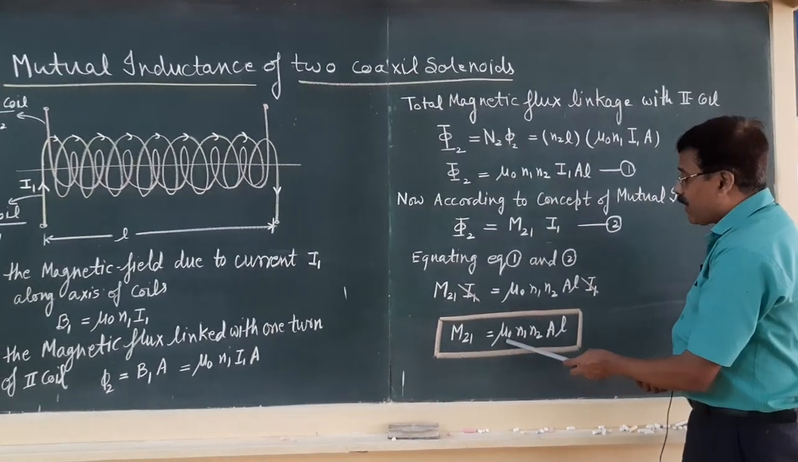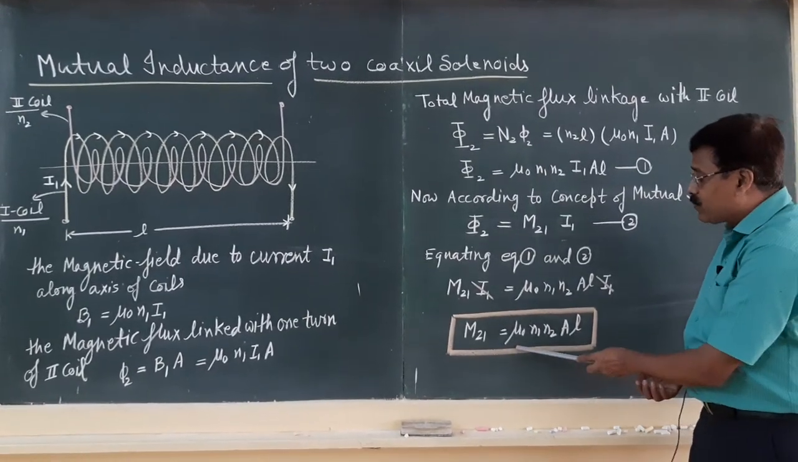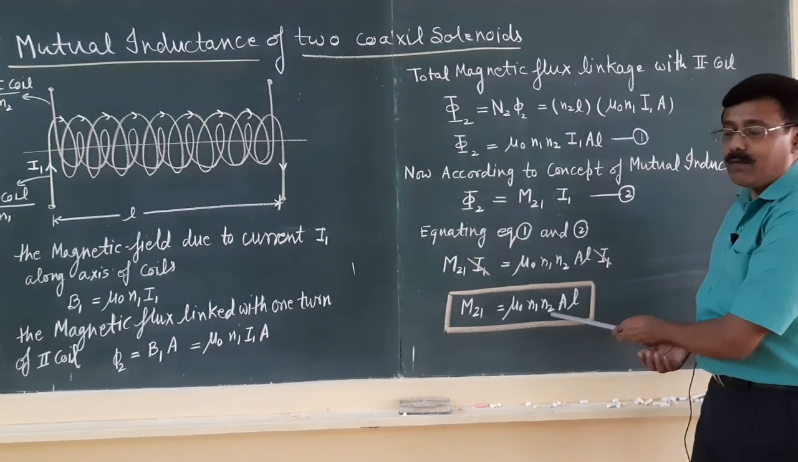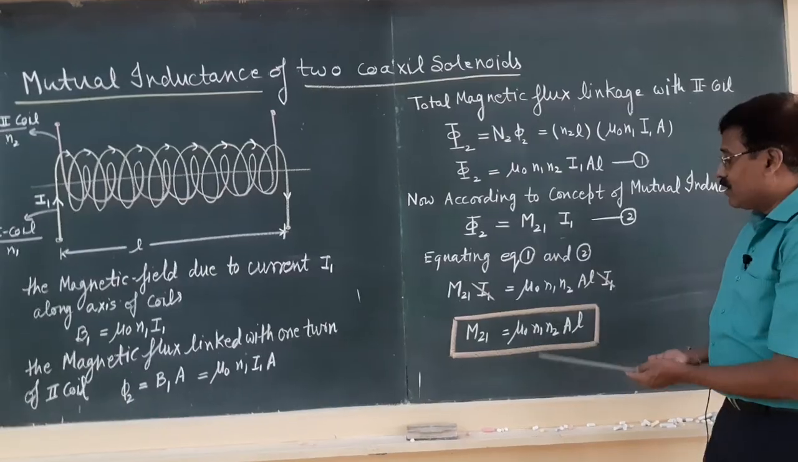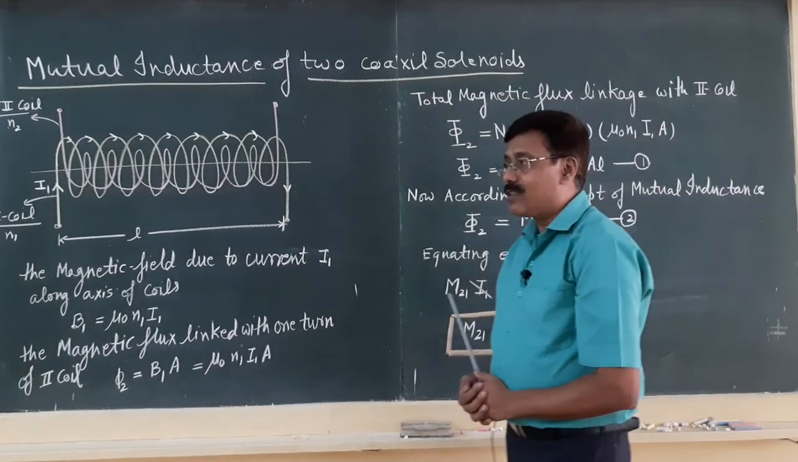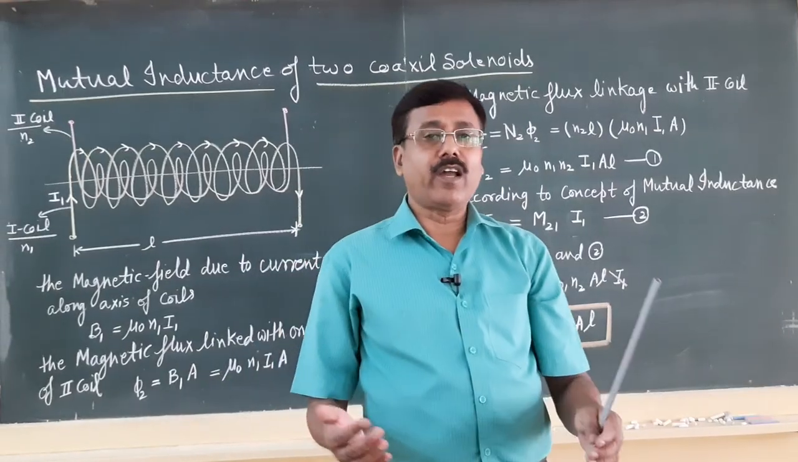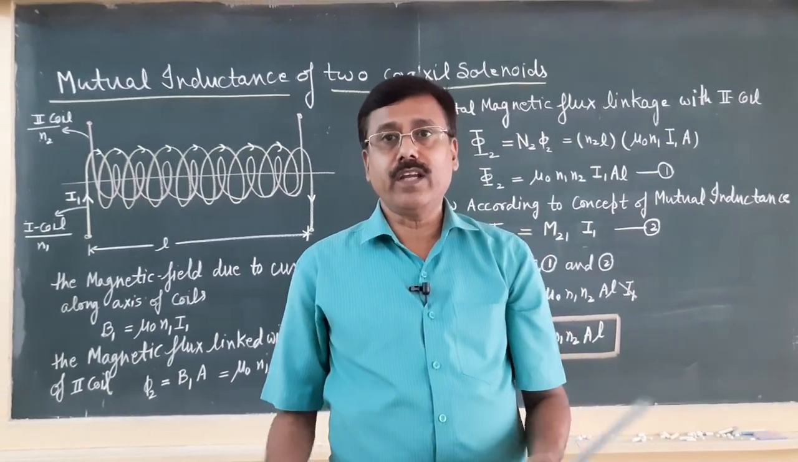Secondly, the parameters which affect the coefficient of mutual inductance are the absolute permeability, the number of turns per unit length in both coils, the area of the coil, and the length of the solenoid. So, by these 5 parameters, we can physically calculate the value of the coefficient of mutual inductance of two coaxial solenoids.